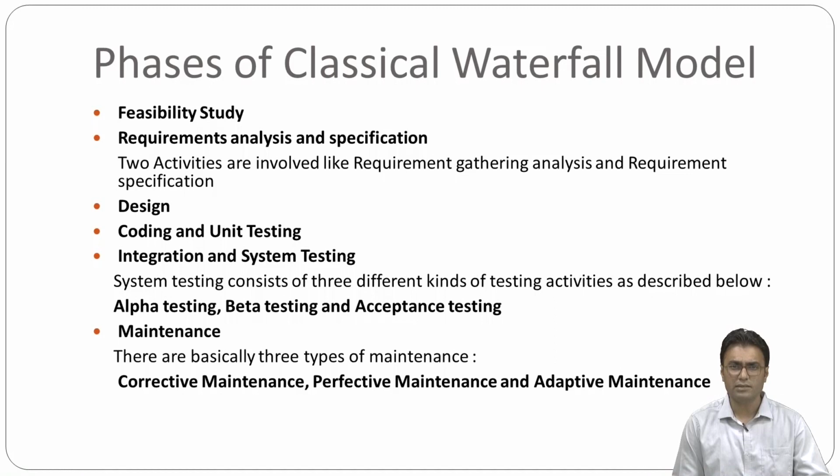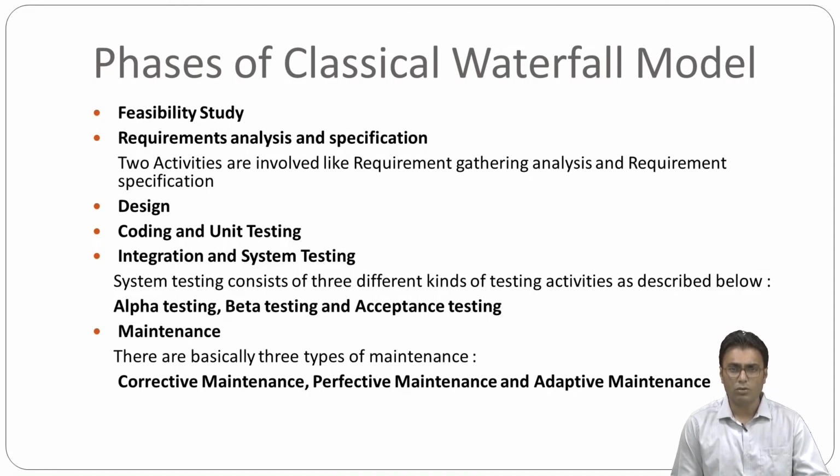Then the second one is requirements analysis and specification. The aim of the requirements analysis and specification phase is to understand the exact requirements of the customer and document them properly. This phase consists of two different activities, which are requirement gathering and analysis, and requirement specification. Now, let us understand requirement gathering and analysis. Firstly, all the requirements regarding the software are gathered from the customer and then the gathered requirements are analyzed.